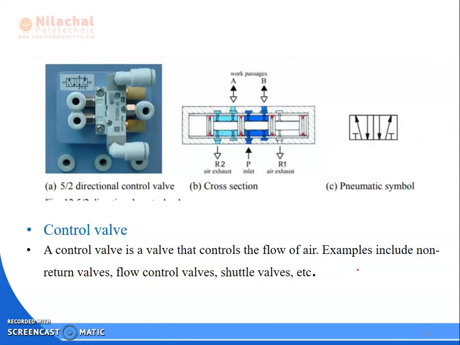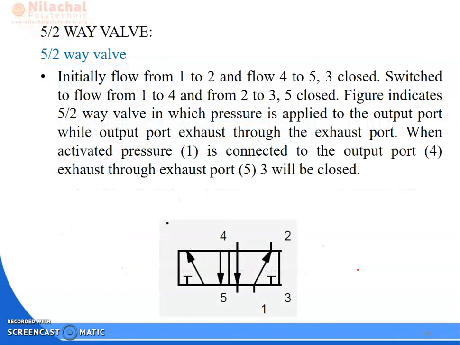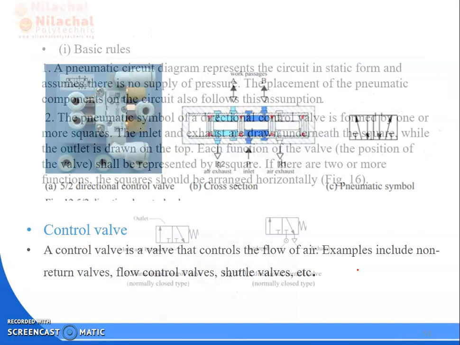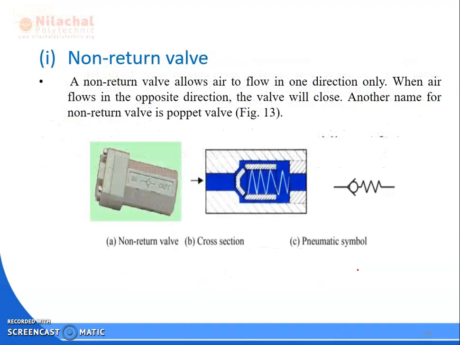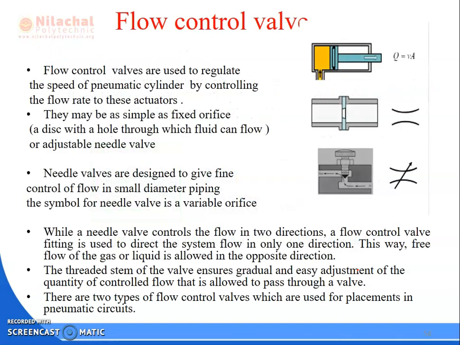Then next we will discuss the non-return valve. What is a non-return valve? A non-return valve allows the air to flow in one direction, as you know, non-return. So when air flows in the opposite direction, the valve will be closed, and another name for it is the poppet valve.